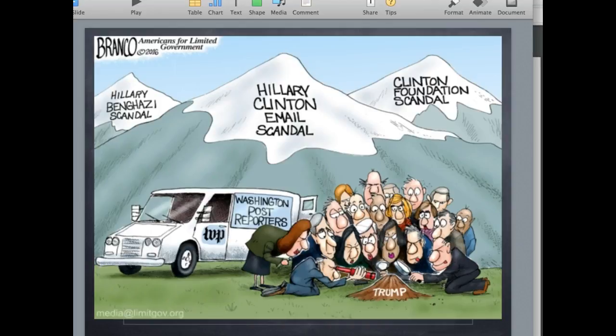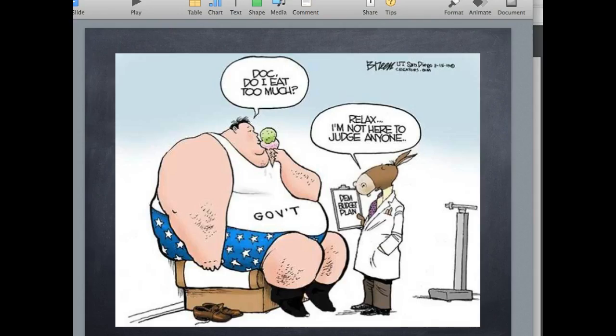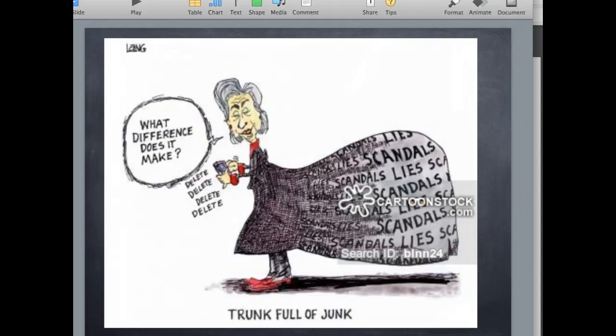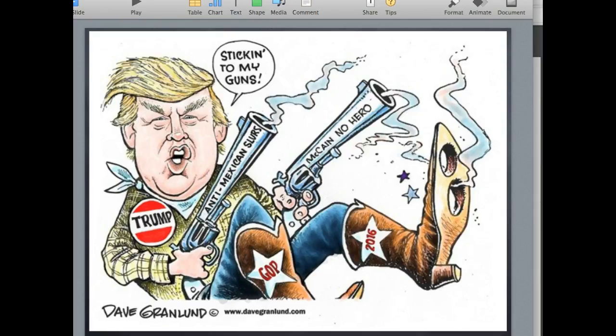So just quickly, write down in your notes or type in your notes what you think the message of the cartoon is, and what the objects and symbols are that you see. Those are the two things we'll be looking at. So here are the cartoons you can choose from. Here's cartoon 1. Here is cartoon 2. Here is cartoon 3.